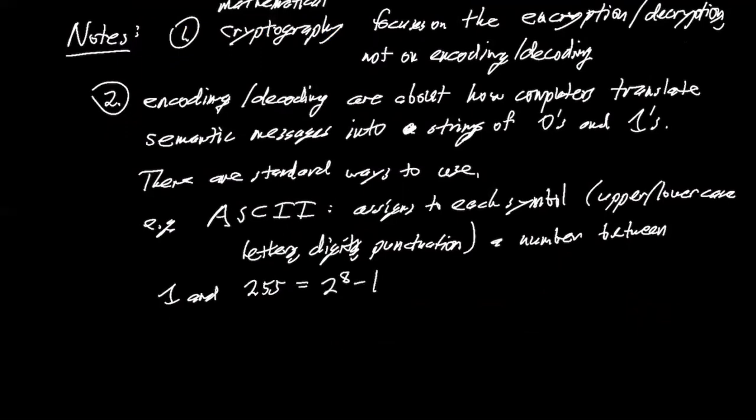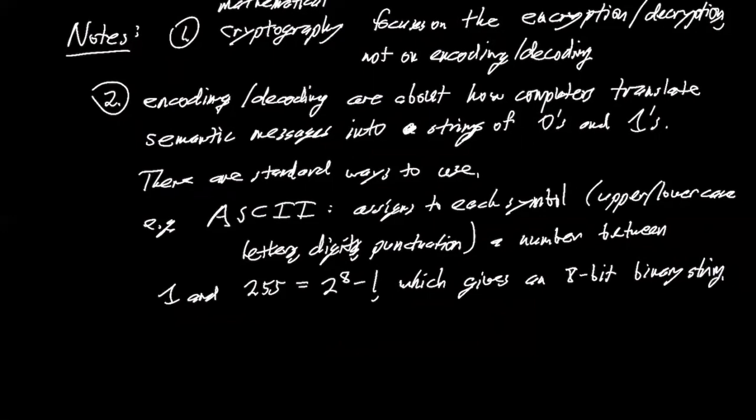And so this can be converted into binary, which would be at most 8 bits. A bit is really what a digit is. Digits are 0 through 9, bits are 0s or 1s. This gives an 8-bit binary string.